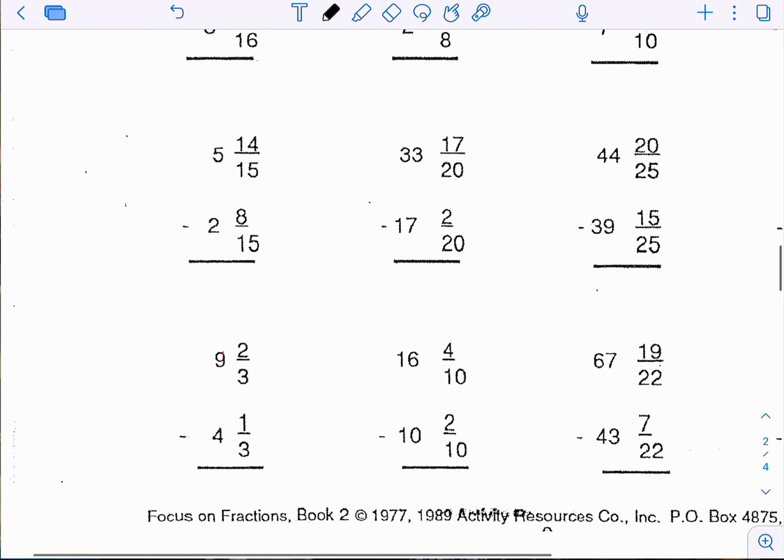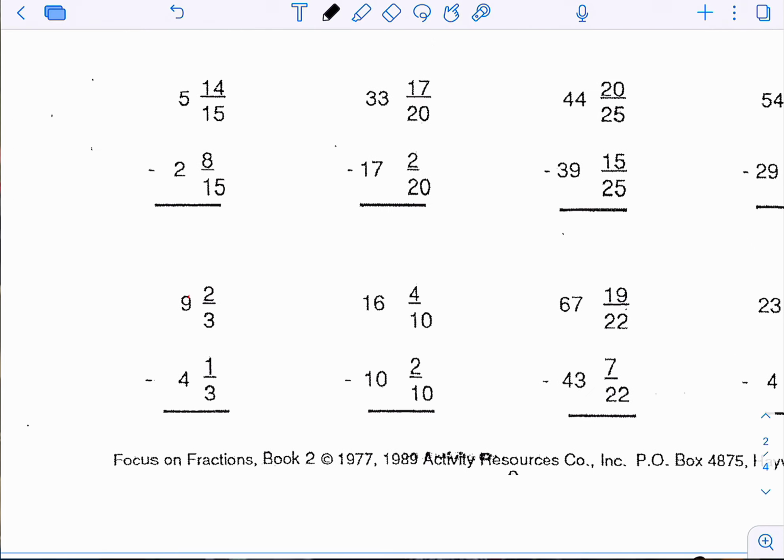Okay, let's try the next one. 14/15 subtract 8/15 is going to give me 6/15. Again, we can reduce. The greatest common factor is 3, so it's going to give me 2/5. 5 subtract 2 gives me 3. So my answer is 3 and 2/5.